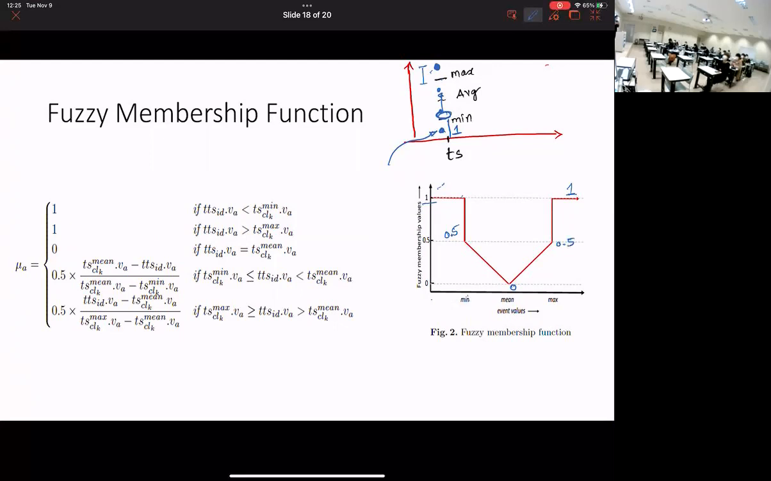So as I move from the minimum closer to the average, the distance decreases. And from the average, if I move towards the maximum, the distance again increases.